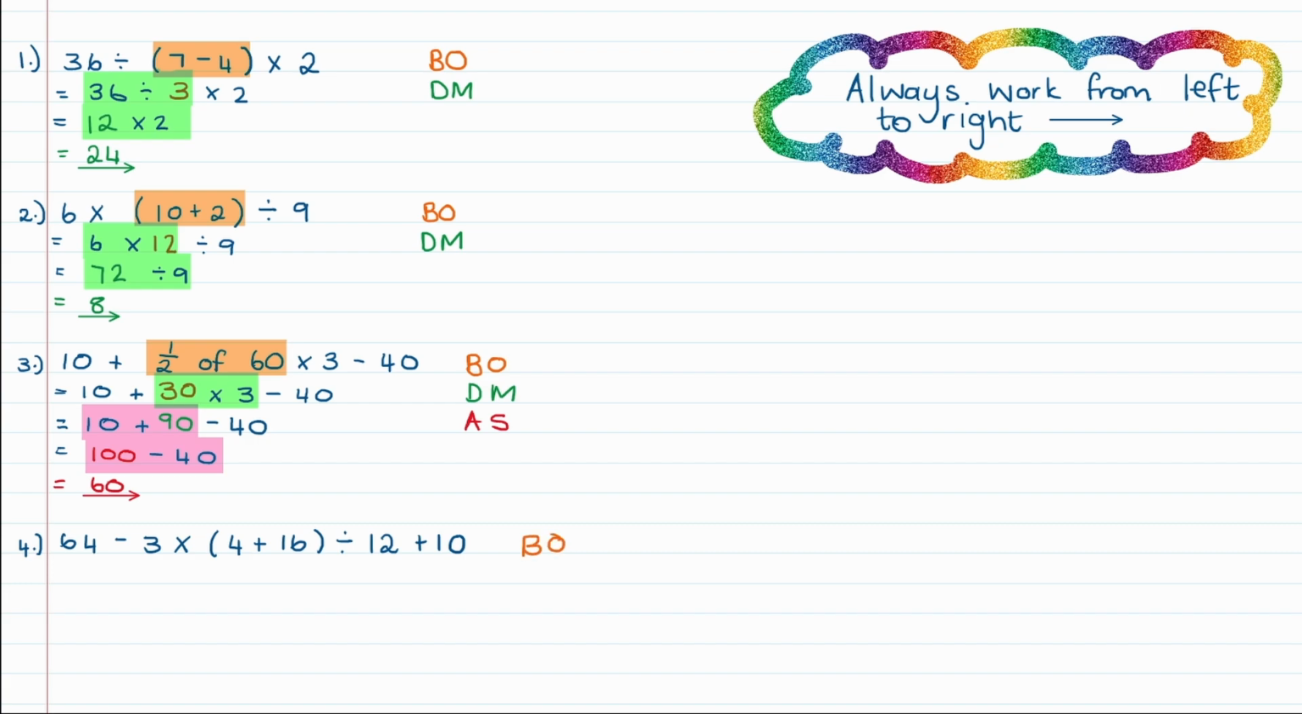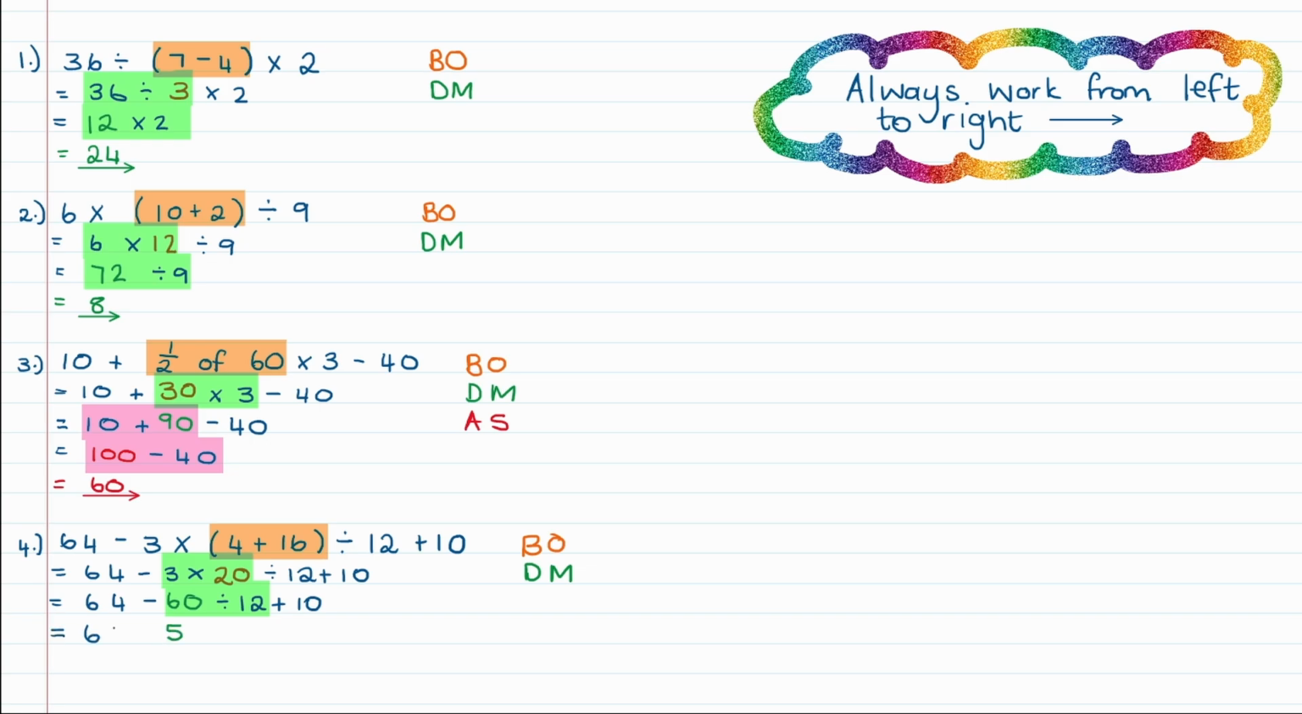We have brackets present, so 4 plus 16 equals 20. Then move on to DM. In our question, multiplication appears first, so 3 times 20 equals 60. Next, we solve 60 divided by 12, which gives us an answer of 5.